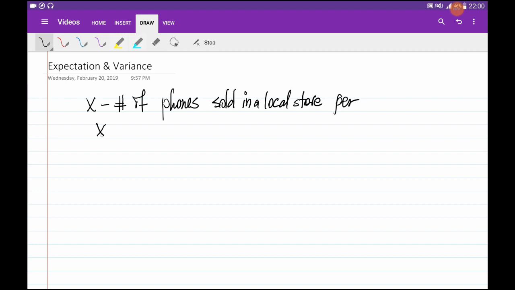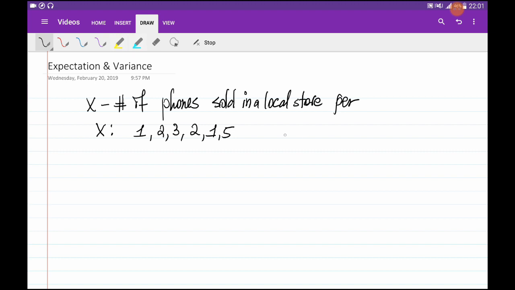So let's say x is, for the first day, only one phone was sold, 2 phones on the second day, 3 phones on the third day, 2 phones on the fourth, 1 and 5. So let's say now I would like to calculate how many phones were sold per day in the 6 days. So what I will do is I will just simply sum the 6 numbers and divide by these 6.